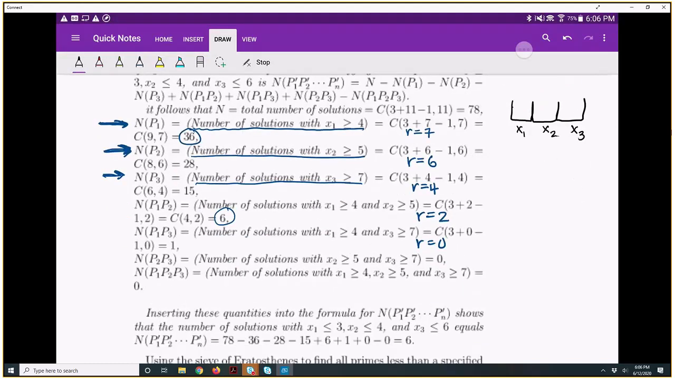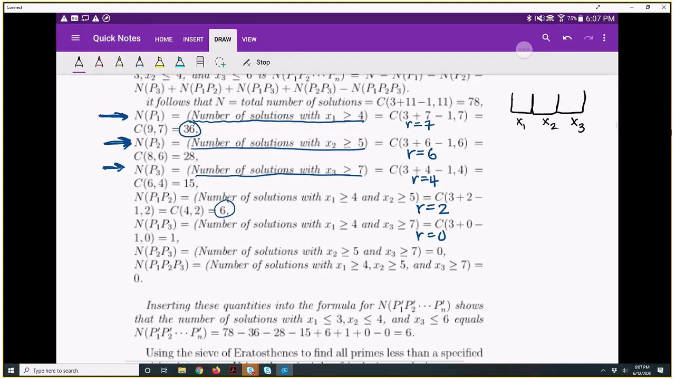And similarly, there are no ways that all 3 properties could be true at the same time because, again, then I'd have 16 objects. I only have 11. So now we can put this all together.